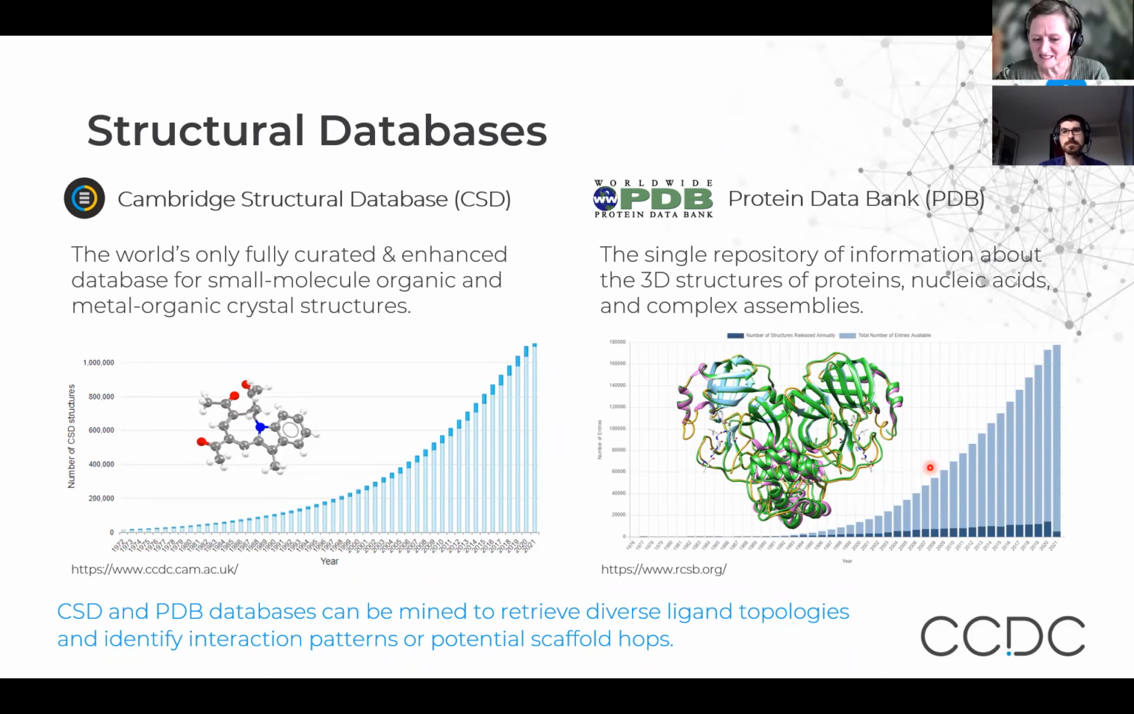So there are two probably most important databases to discovering and developing drugs. The one, of course, is the Cambridge Structural Database. That's the world repository of published small organic molecule and metal organic structures. And there also is the Protein Data Bank, the PDB, which is also leveraged in drug discovery. And these two databases, as you can see, have grown exponentially in recent years. And there are a number of reasons for that.